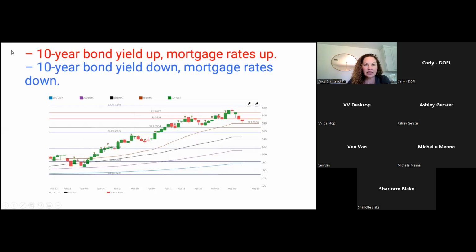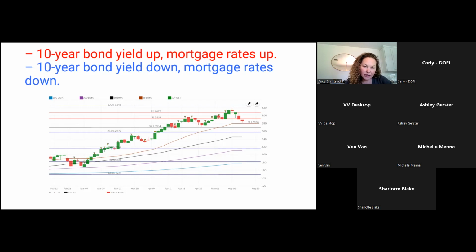This is just a little screen grab of the movement of mortgage rates and the 10-year bond. I know we talked about it earlier when you're looking at the 10-year treasury. Anytime you're watching the news and the economic report comes on, anytime you hear 10-year treasury, that is directly related to mortgage rates. So just keep an eye on that.